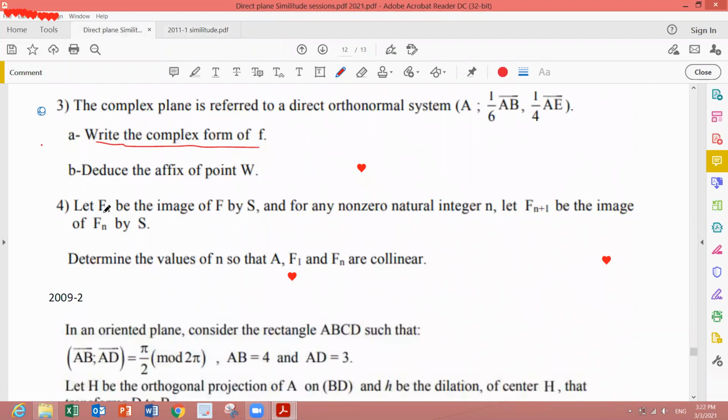Let F1 be the image of F by S. And for any non-zero natural integer, let Fn plus 1 be the image of Fn by S. So F gives F1, and Fn gives Fn plus 1.